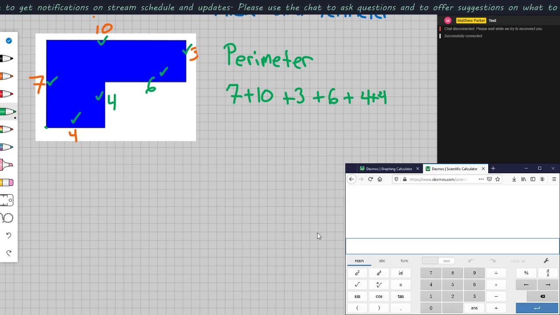Calculate, so 7 plus 10 plus 3 plus 6 plus 4.